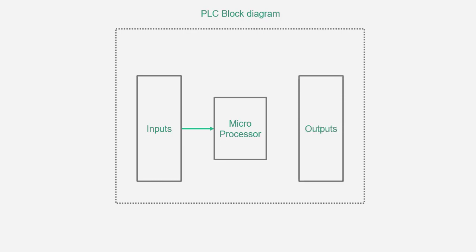Then another section is called the output section. In the output section, whatever results are produced are provided to the output section. So this is the communication flow. Whatever the final outputs produced by the microprocessor will be provided to the output section, and from the output section the output devices will be driven.